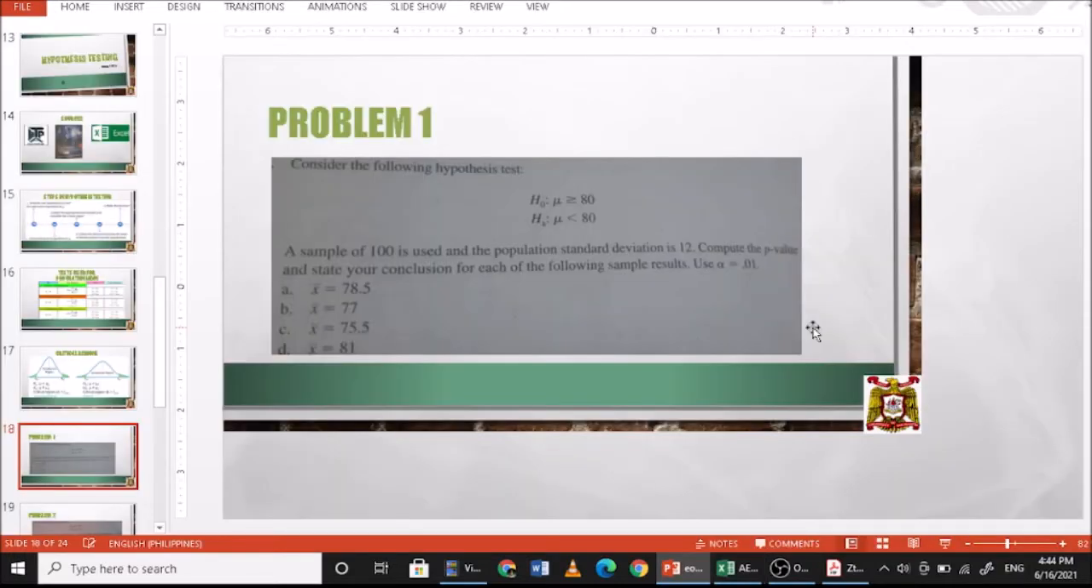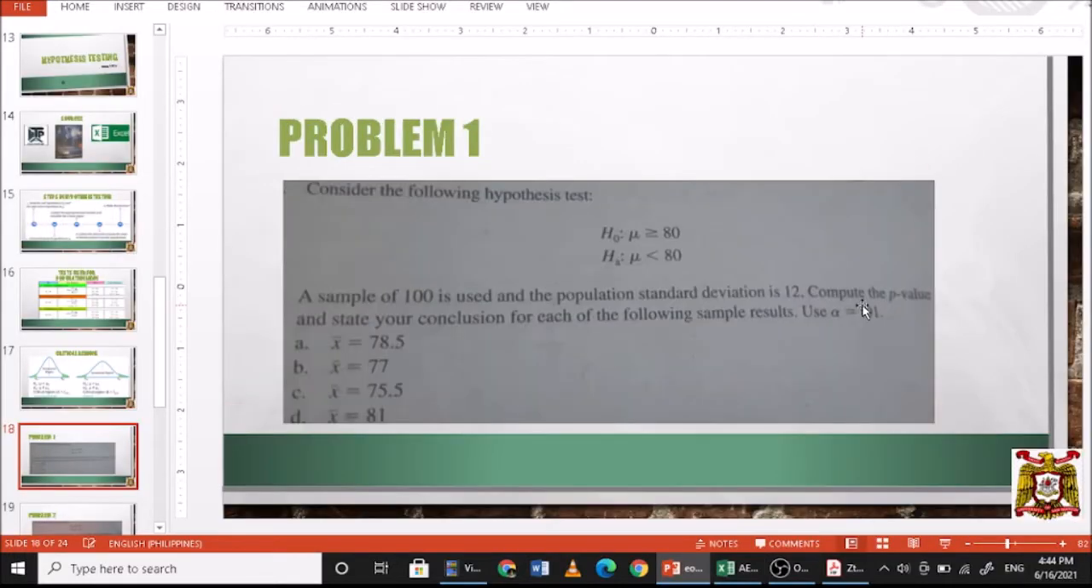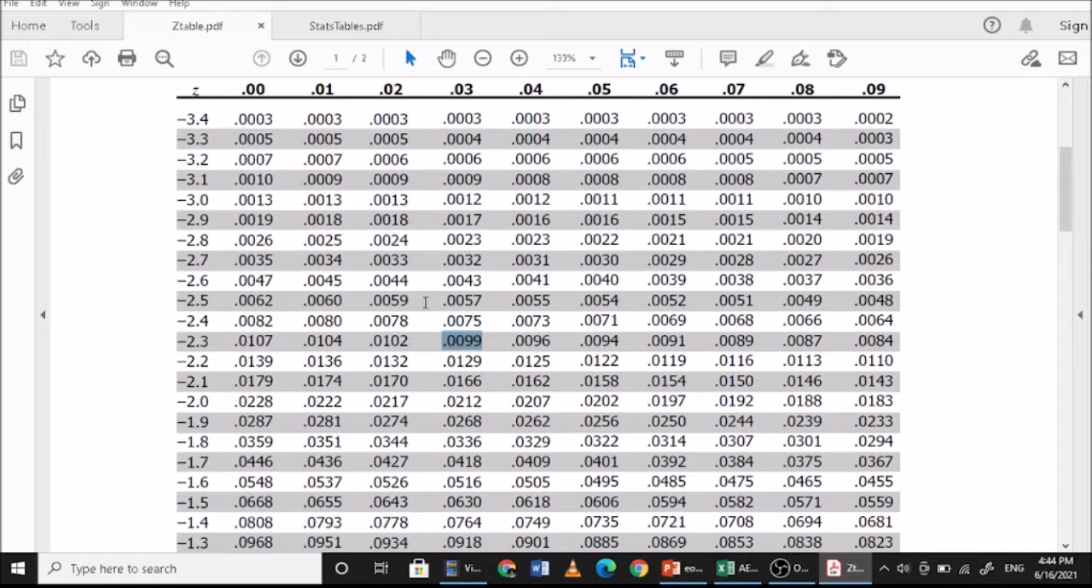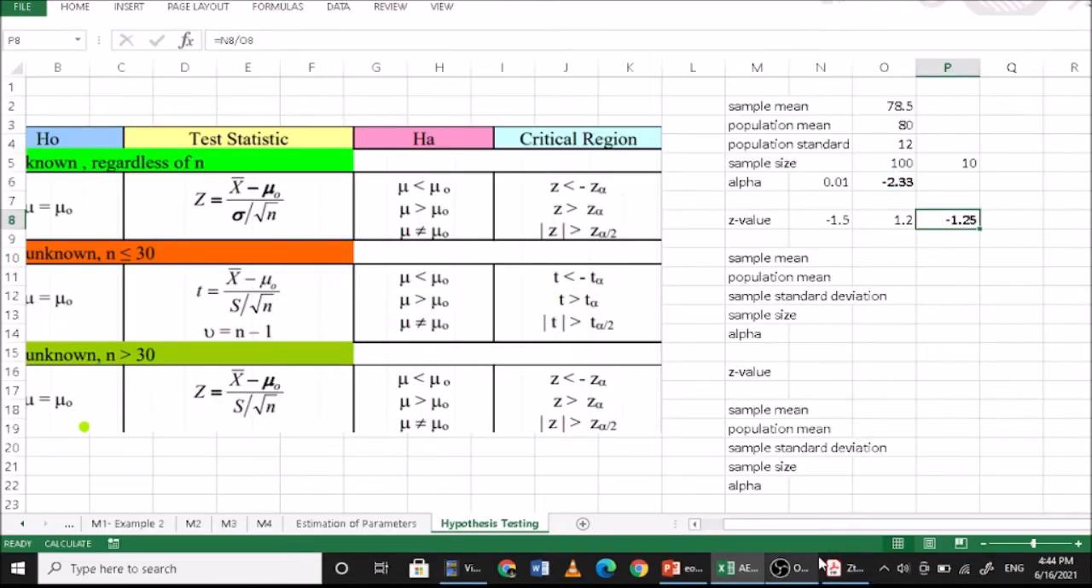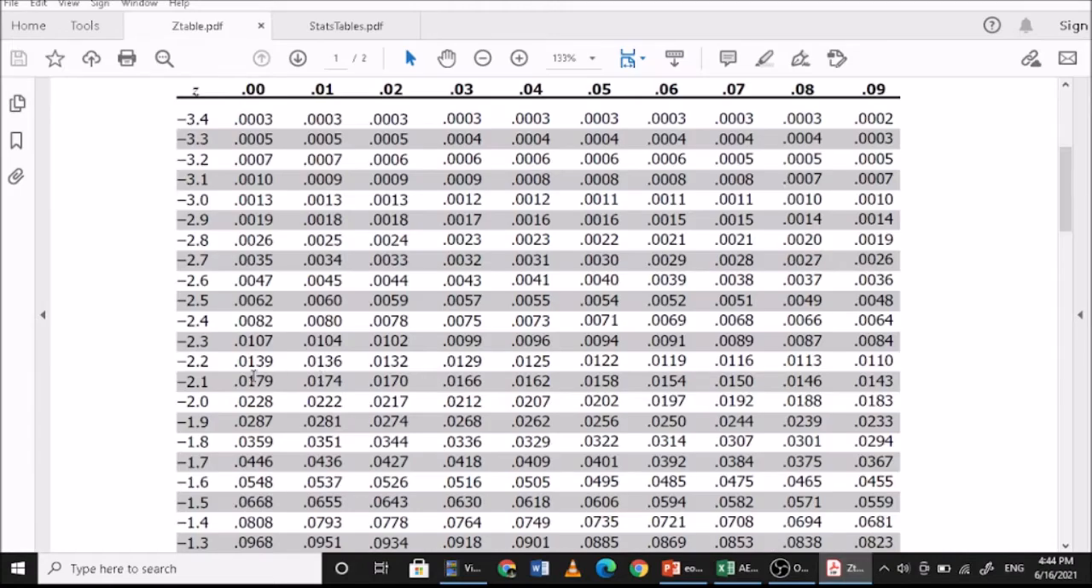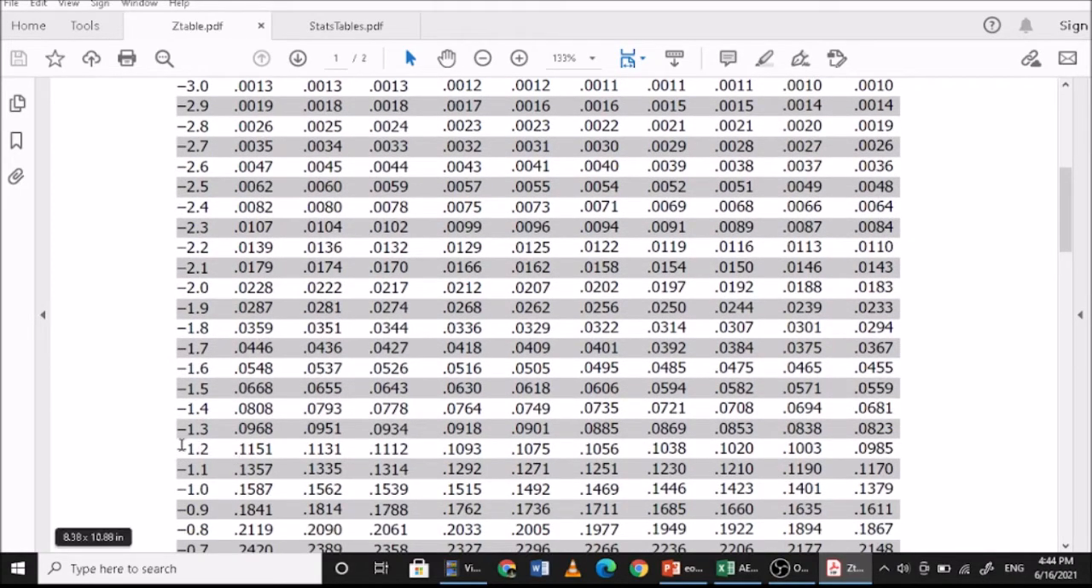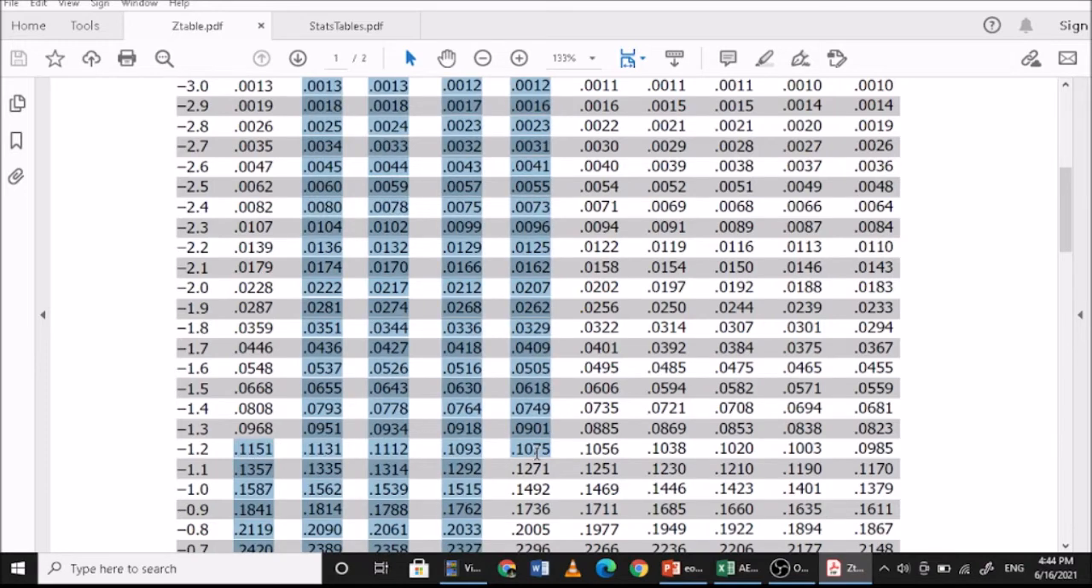And since we're asked to compute the p-value, you can also look at the z table of values. The p-value is equal to the probability for negative 2.33, which is 0.01, and then in this computation, negative 1.25. So let's look at the value for negative 1.25.